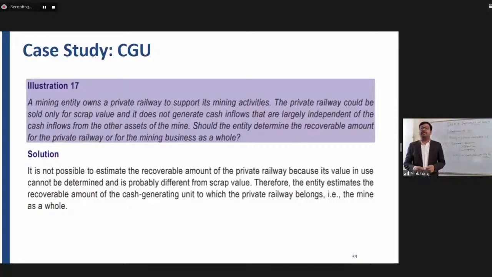Let's do a case study, illustration number 17 from the Institute study material. Please confirm, I hope my audio and video both are audible and visible to you. You all are comfortable so far?